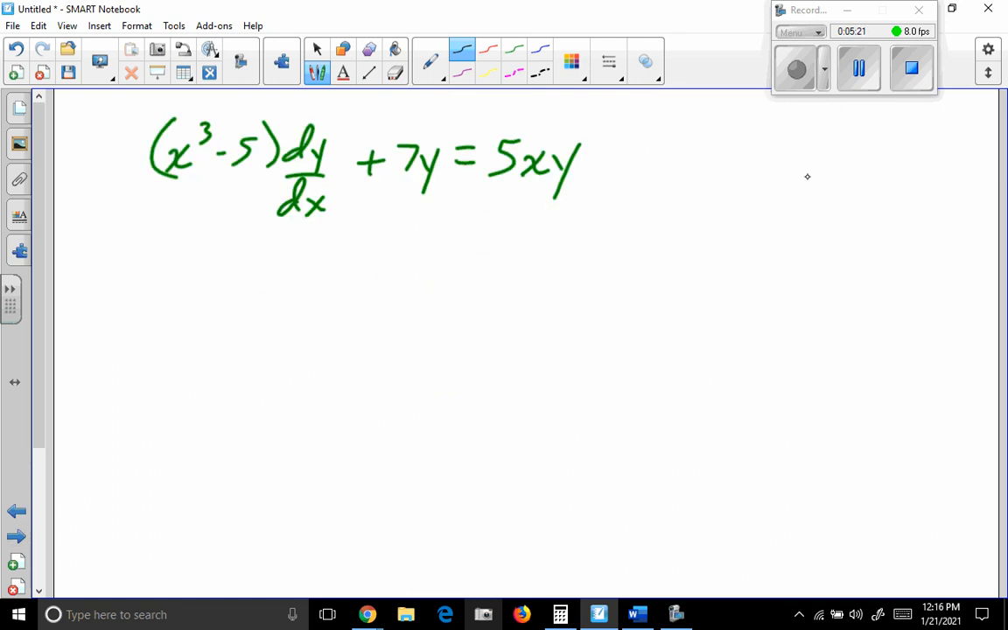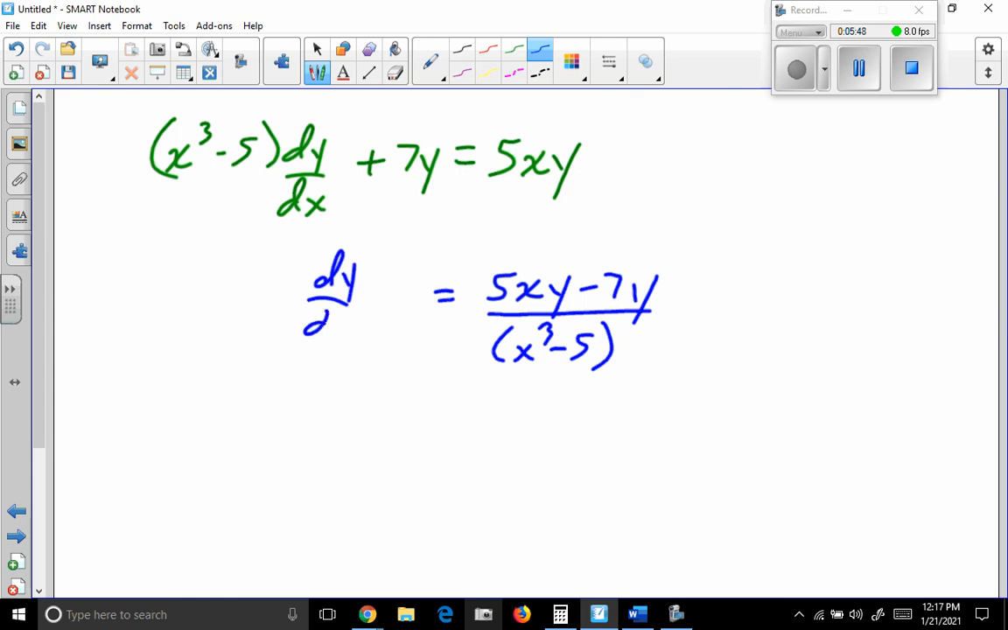All right, let's do the same thing for here. Let's see if it's separable, if it's linear, if it's neither or both. So this time, let's begin with separable. If we get dy/dx by itself, we would move the 7y to the other side. So we would have 5xy minus 7y, and we would have to divide both sides by that parenthesis. So we would end up with dy/dx equals that.